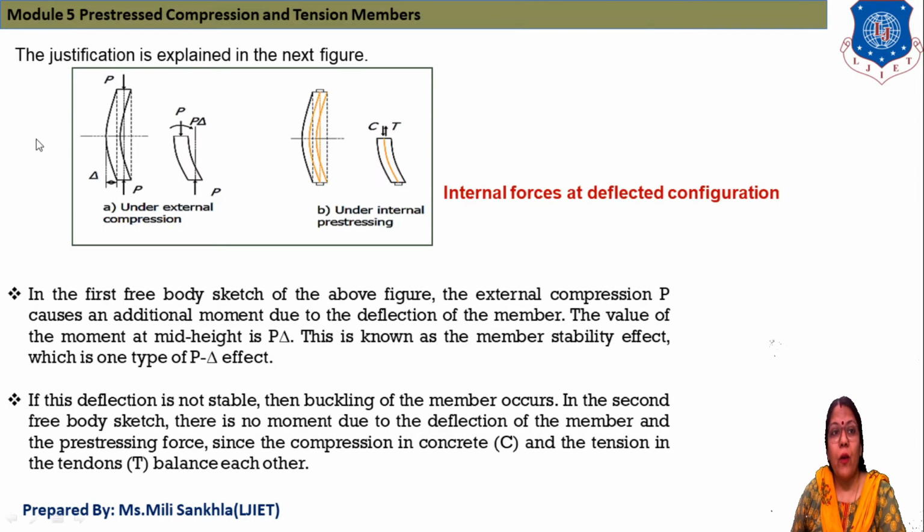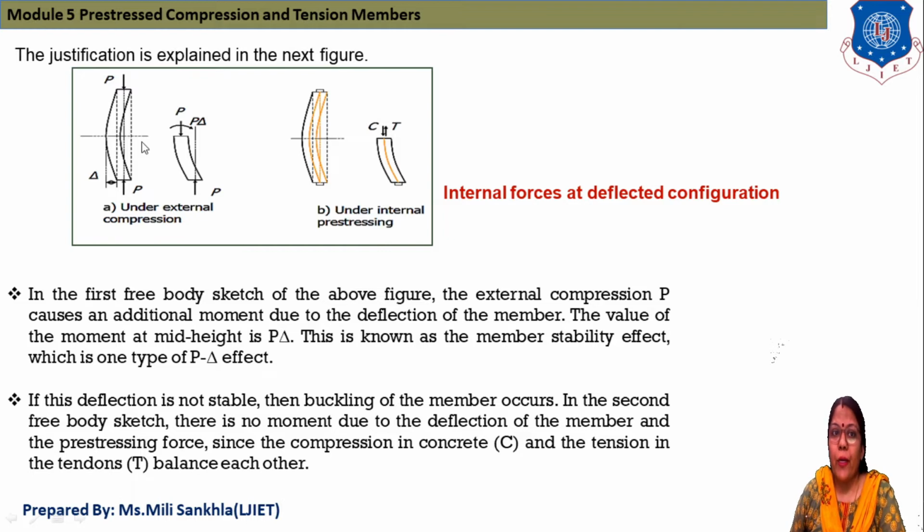Now the justification of this balancing equilibrium we understand by this figure. This one is the column section, and this column is subjected to axial compressive force, and due to this force the column is buckled. Now one by one, under the external compression forces, and this one is the figure under the internal prestressing forces. Now what is external force and what is internal force, that we discuss here.